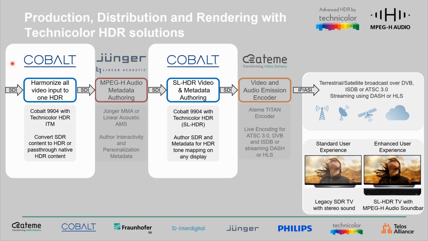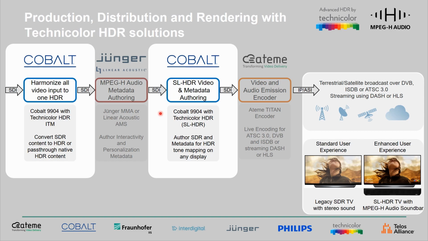Starting from the left, you have a live SDR BT709 video. The first step is then to upconvert this to an HDR10 BT2020 signal. To generate a high-quality HDR signal that you can mix with native HDR content, you can use Technicolor HDR ITM that dynamically upconverts SDR to HDR. Once you have a high-quality HDR video, with the second Cobalt card integrating Technicolor HDR, you can generate an SL-HDR stream to use for distribution.